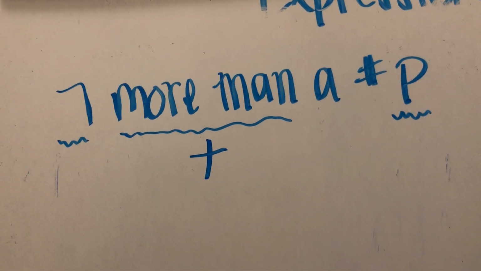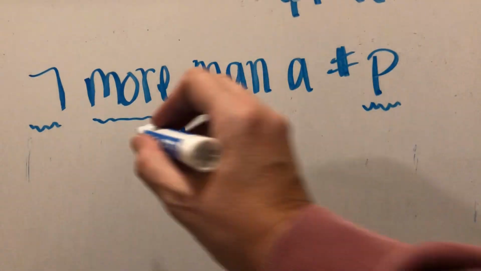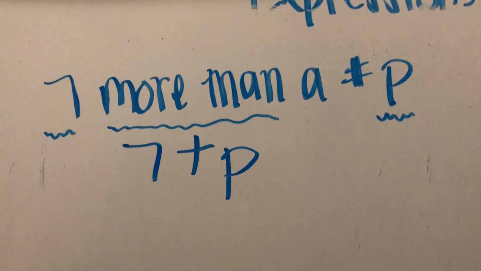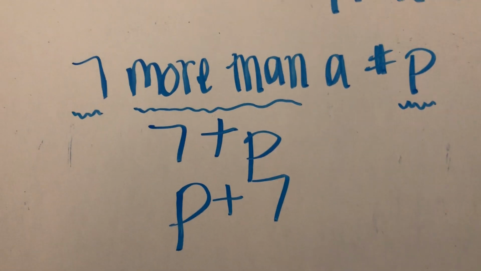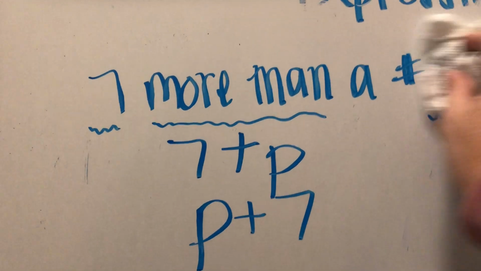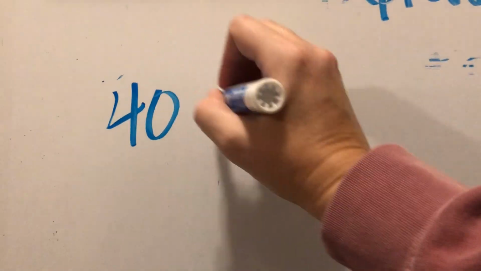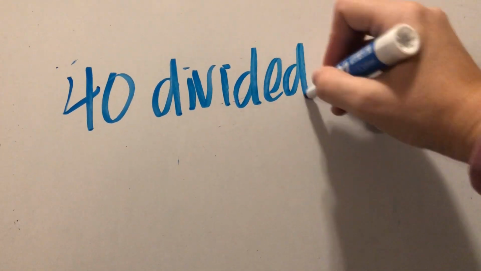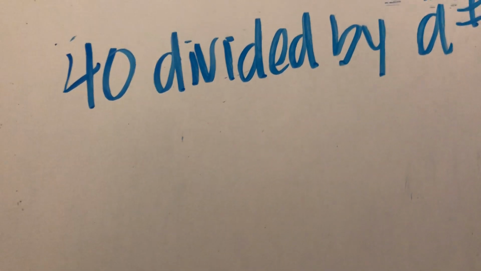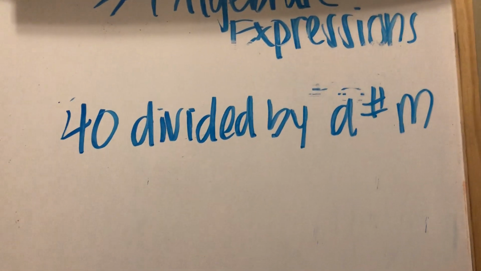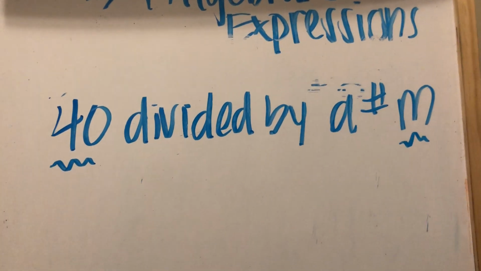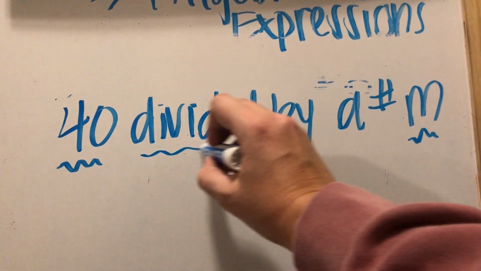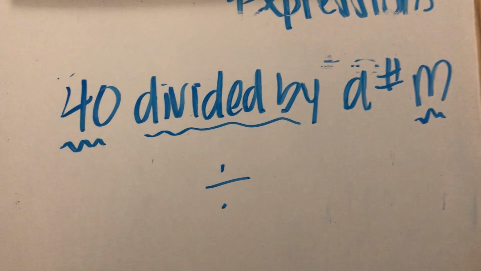So this one, where it's 7 more than a number p, we could write it as 7 plus p, or because it does follow the commutative property, we could also write it as p plus 7. Both of those answers would be acceptable for this problem. Next one, how about if we have 40 divided by a number n. We have our number, we have our variable, we need to figure out what our operation is going to be. In this case, it's divided by, so we know it's going to be division.